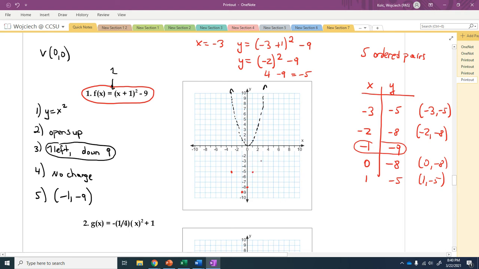Okay, do me a favor. Look at the dots. Are they symmetrical with respect to the vertex? Yes, they are, because the vertex goes through negative 1, negative 9. So your graph would look like this.